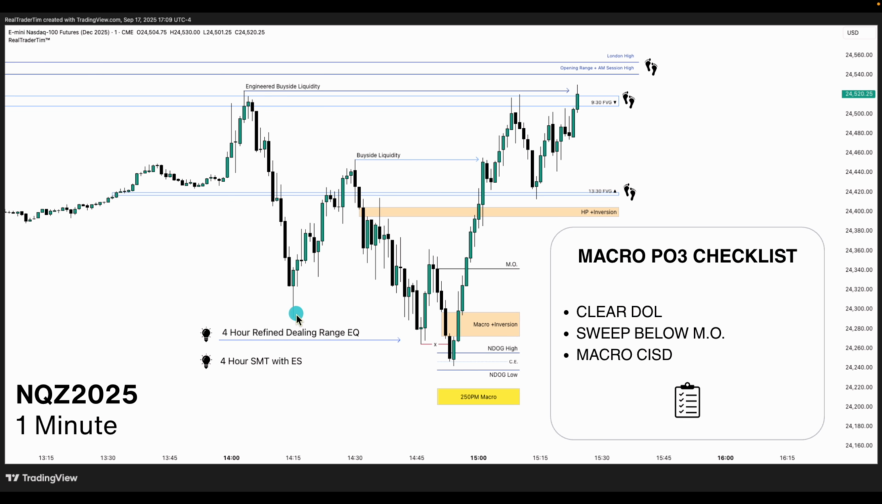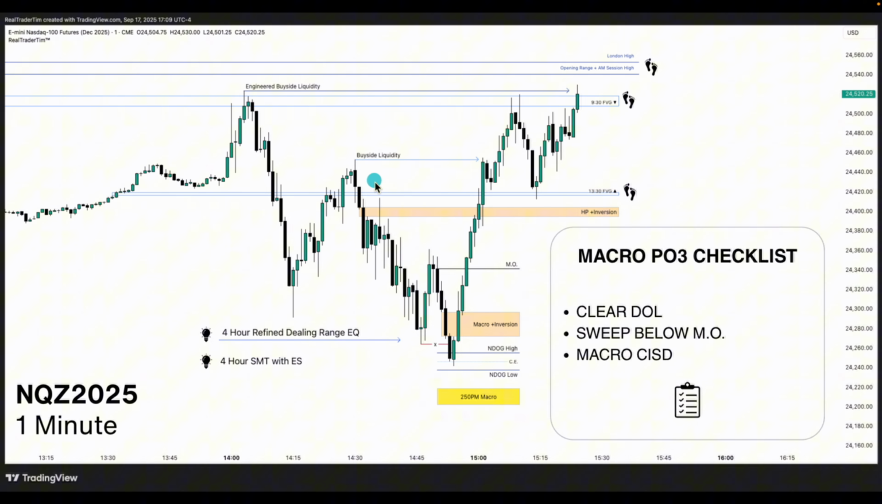Over here, when we made this low and we start to inverse these 3 1-minute fair value gaps here, a lot of traders probably got trapped right here, okay? But we hadn't reached a discount of that 4-hour refined dealing range that we've established yet. So the more likely scenario is that this low falling short of that equilibrium level is suspect. Or in other words, it's wiser for us to wait for that to be swept in the next macro before looking for any entries.